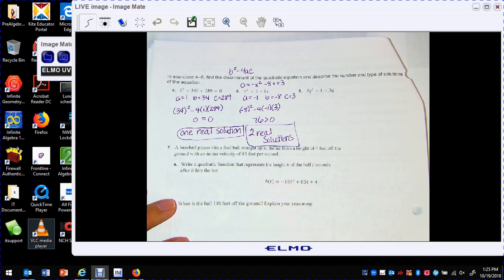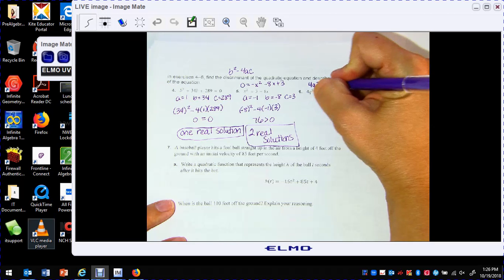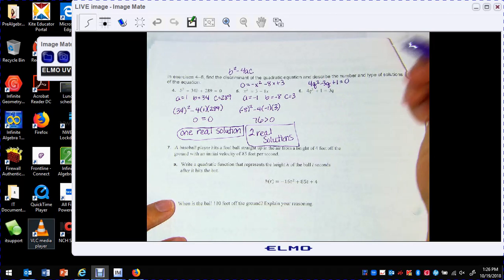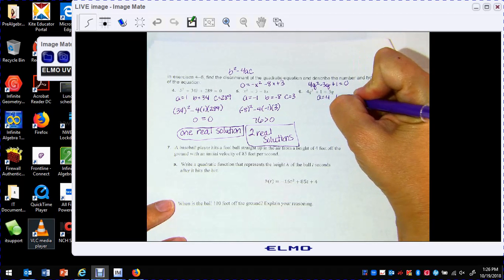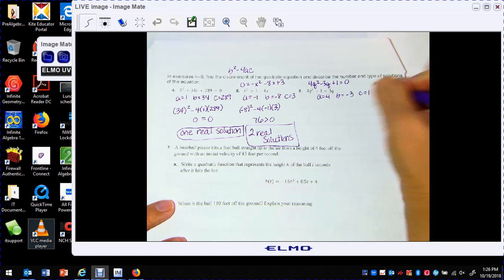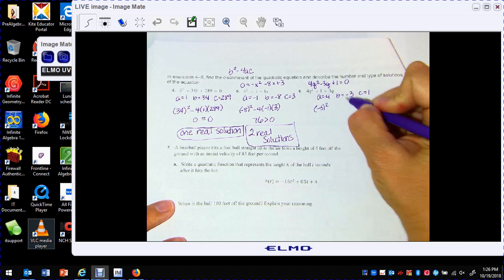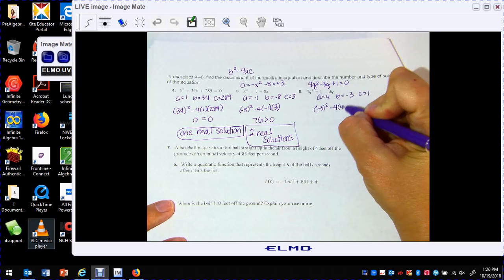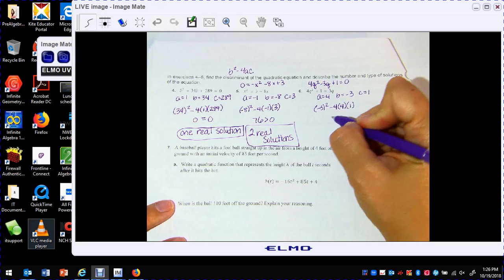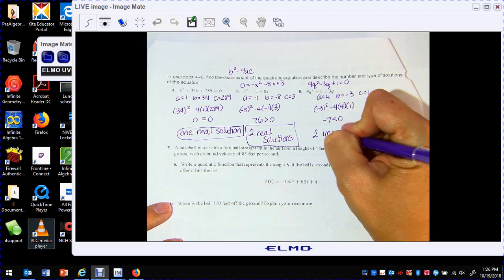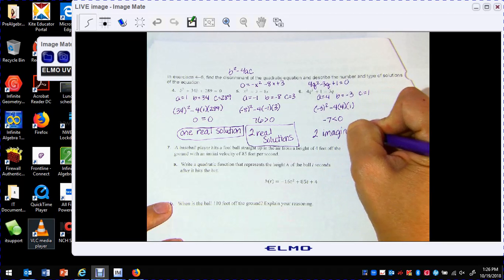Okay. Again, get this one equal to 0. I'm just going to subtract the 3q, so I have 4q squared minus 3q plus 1 equals 0. A is 4, b is negative 3, c is 1, and I plug them into the discriminant. I have negative 3 squared minus 4 times 4 times 1. You get negative 7. That is less than 0, so this won't touch my x-axis at all. So I will have two imaginary solutions.